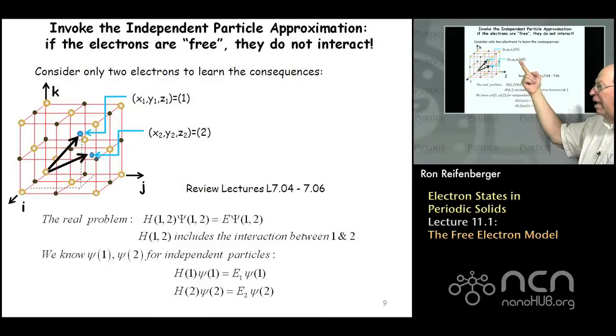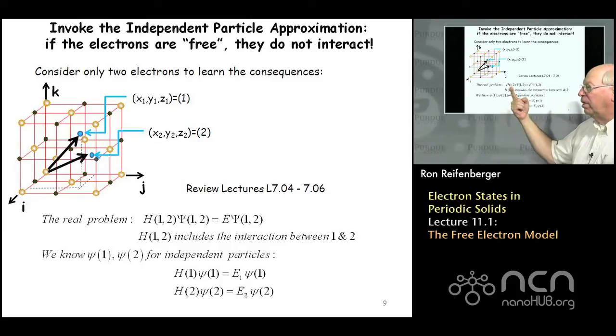So now what we have is 2 electrons. One electron is at position 1. The second electron is at position 2. And we have to write a Hamiltonian, H, that includes the interaction between electron 1 and electron 2, in addition to the periodic electrostatic potential energy introduced by the periodic lattice of atoms, right?